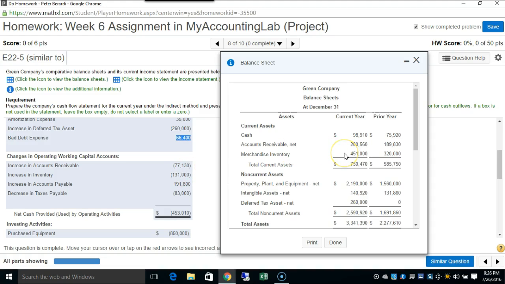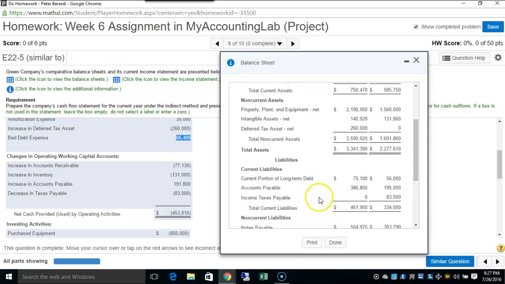Let's go to our inventory. Inventory went from $320,000 to $451,000. That means inventory increased over the prior year by $131,000. So if a current asset goes up, cash flow goes down. That's it for our current assets.